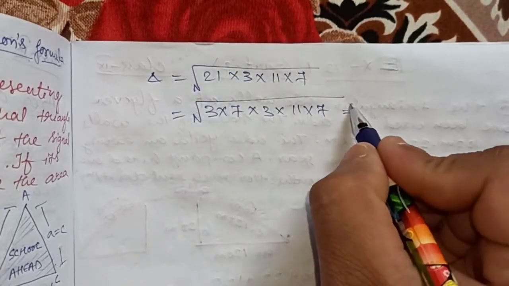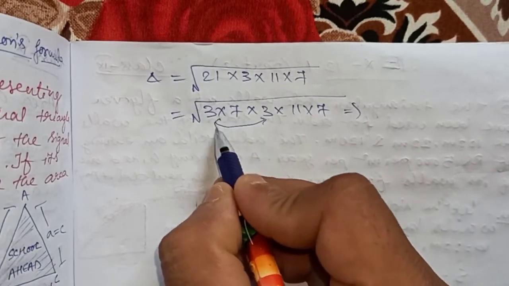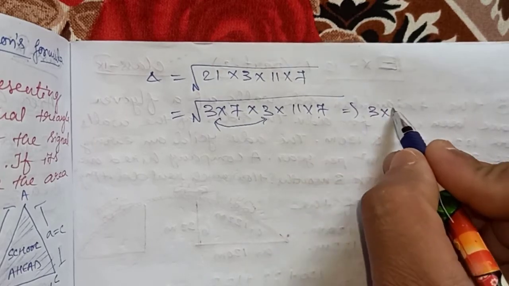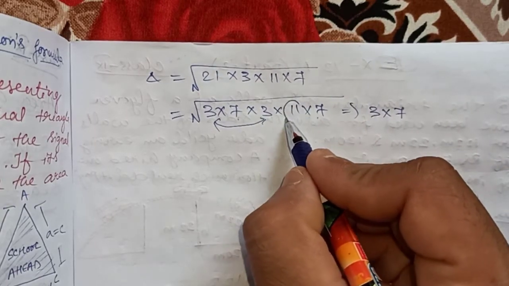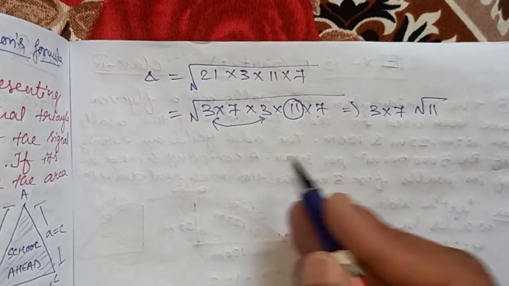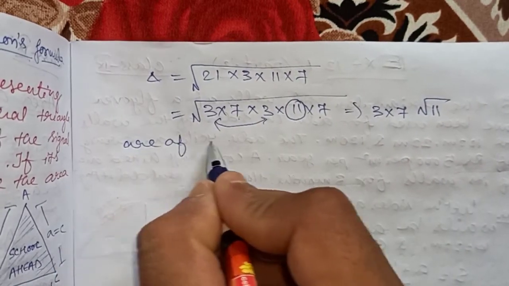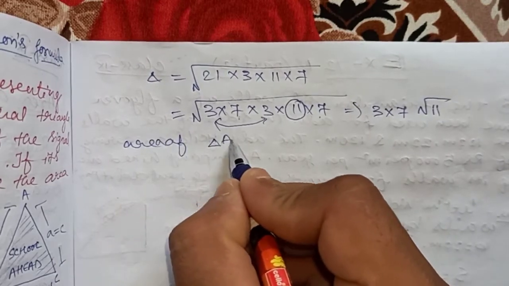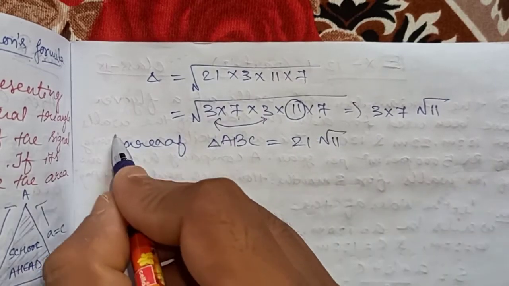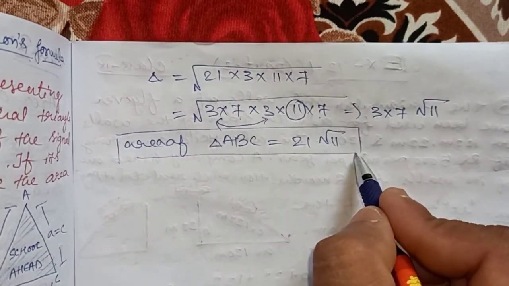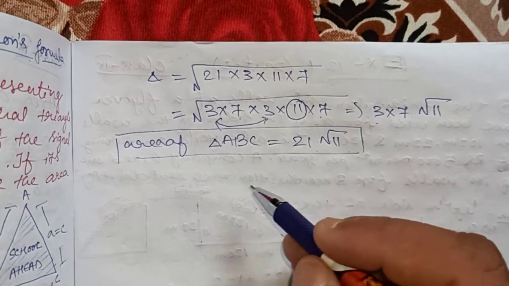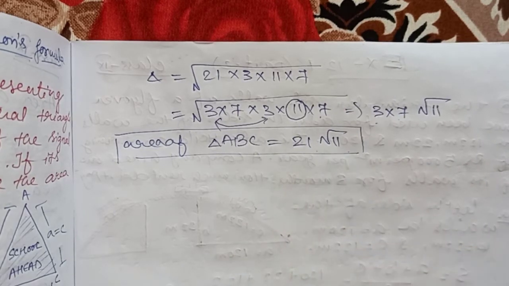This much we got. Now between two 3's, one we will write outside the square root. Between two 7's, again one we will write outside the square root. As 11 is single, we will write that number inside the square root. So the area of triangle ABC is 21 root 11. This much is the area of triangle ABC. 3 7s are 21 and root 11 will be as it is. Okay, so by using Heron's formula, in this way we can find out the area of a triangle.